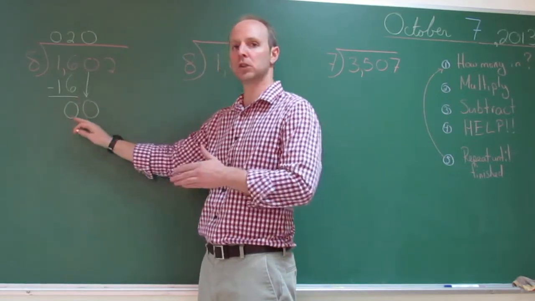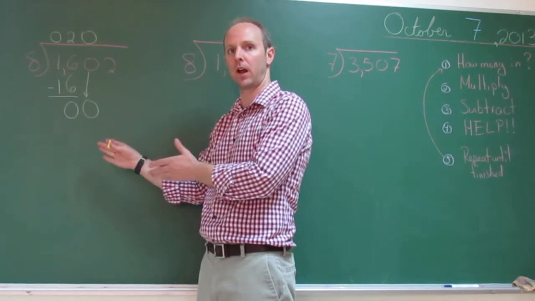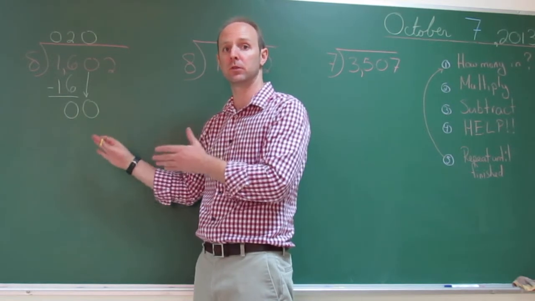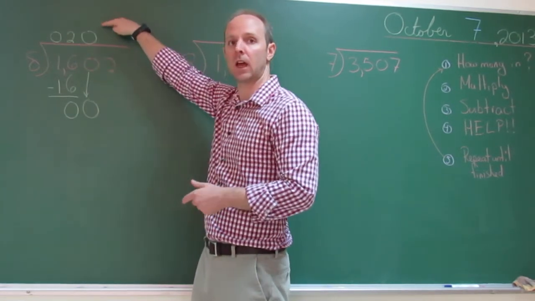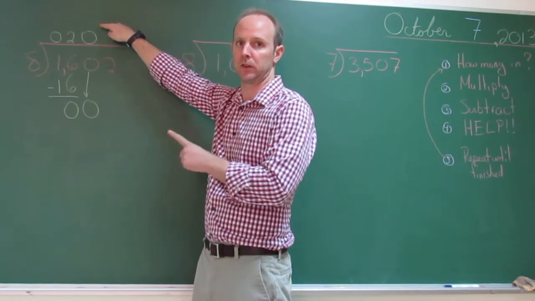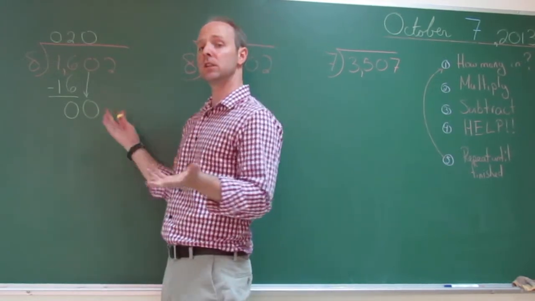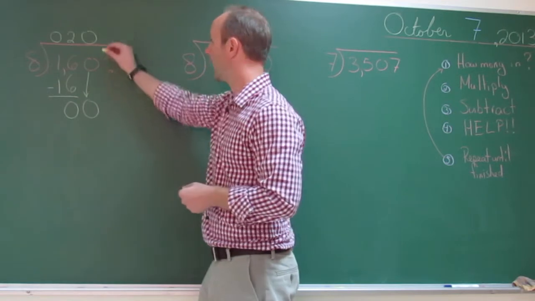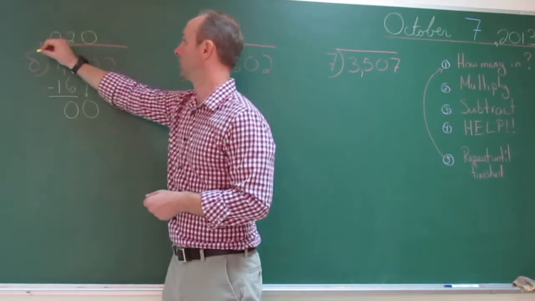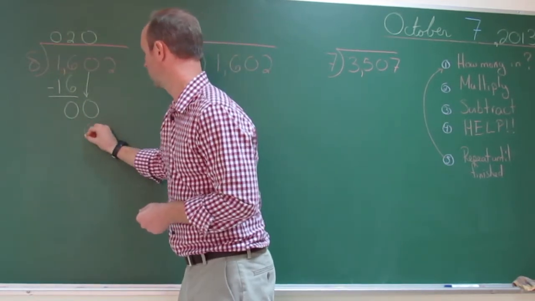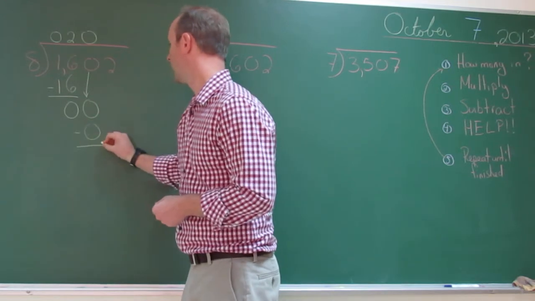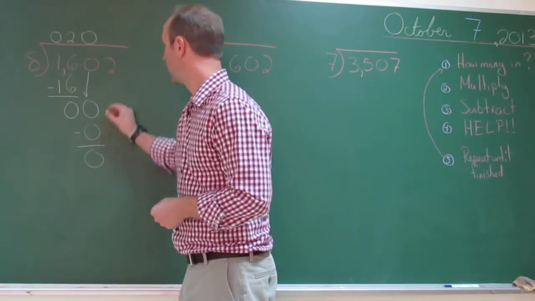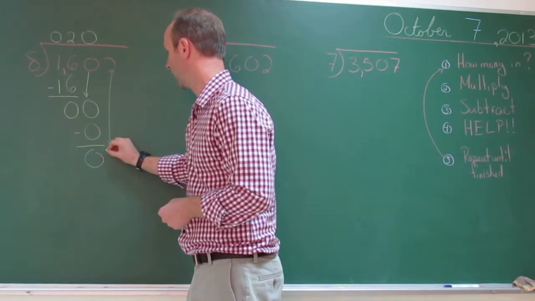You have to make sure if you bring down a 0 for help and it can't be used, we need to indicate that by putting a 0 in the quotient. And then we just continue on as normal. I can do my multiplication. 0 times 8 is 0. And 0 minus 0 is 0. And then I can carry on by bringing down the 2.